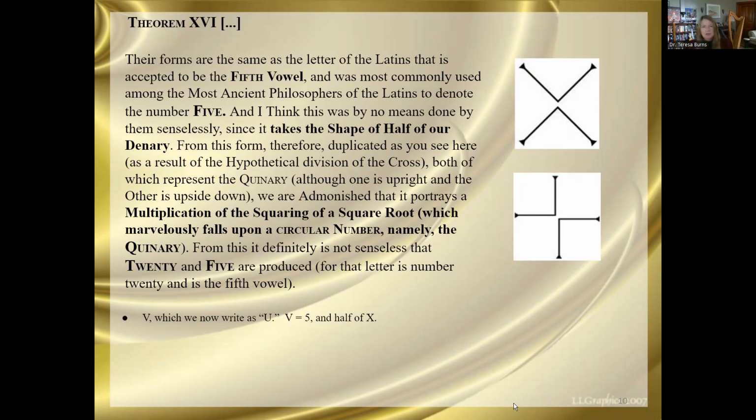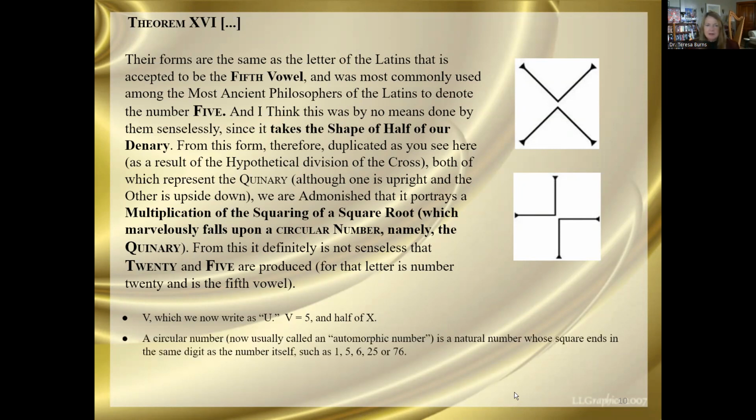That may sound confusing at first, but you can simply solve that one with Wikipedia. Look up what a circular number is, and you'll find that it's now usually called an automorphic number, but it's a natural number where the square ends in the same digit as the number being squared, like 1 times 1 is 1, or 5 times 5 is 25. So the 5 at the end of 25 is the same as what was squared, 5, or 6 times 6 is 36, and so on.